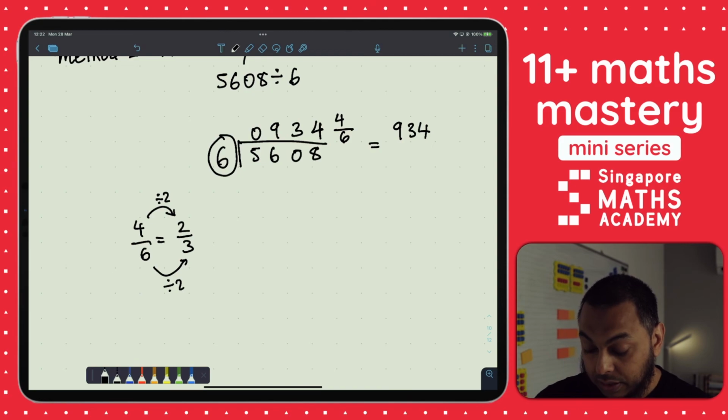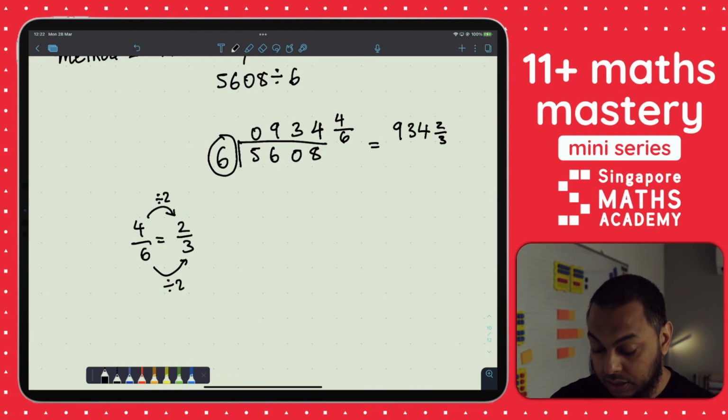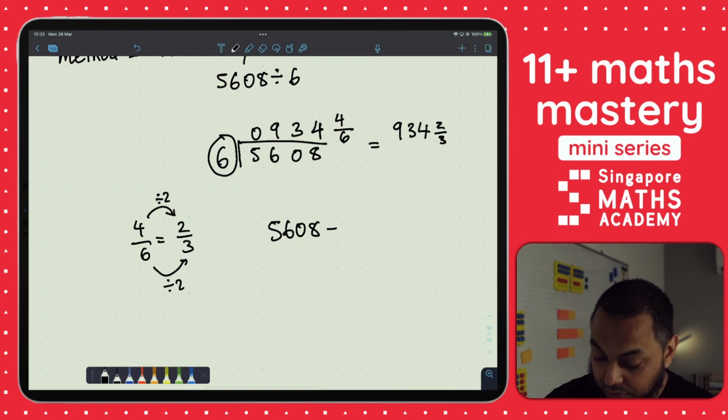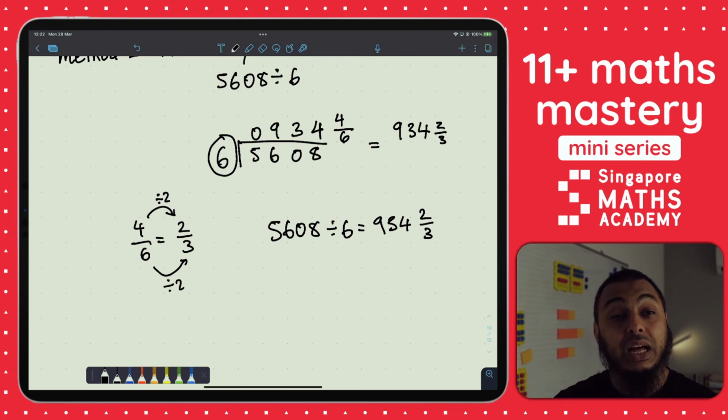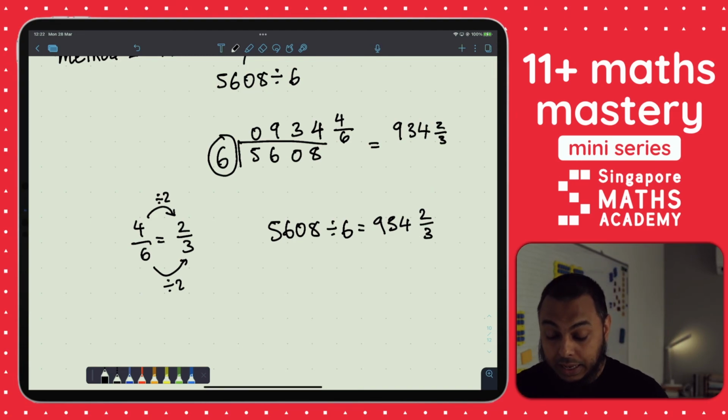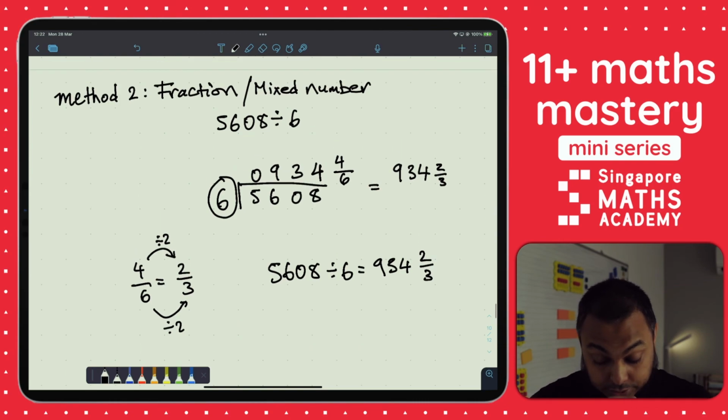And so 934 and 2/3 is another way of writing down our quotient. Our answer is, 5,608 divided by 6 is equal to 934 and 2/3. So that's another way of writing down the answer to this by using fractions, turning it into a mixed number in this case.